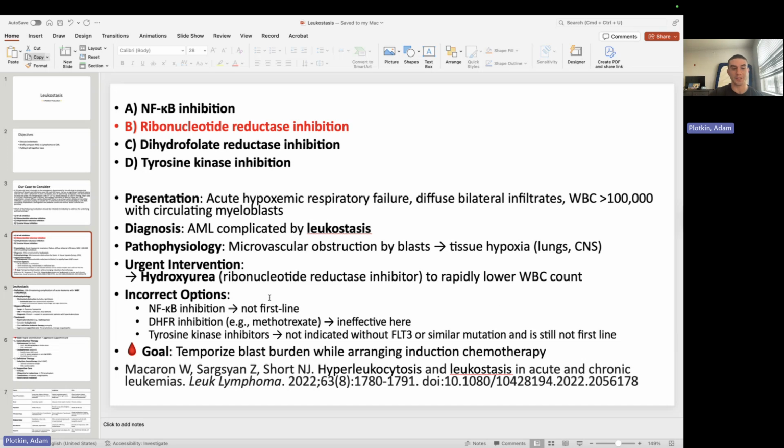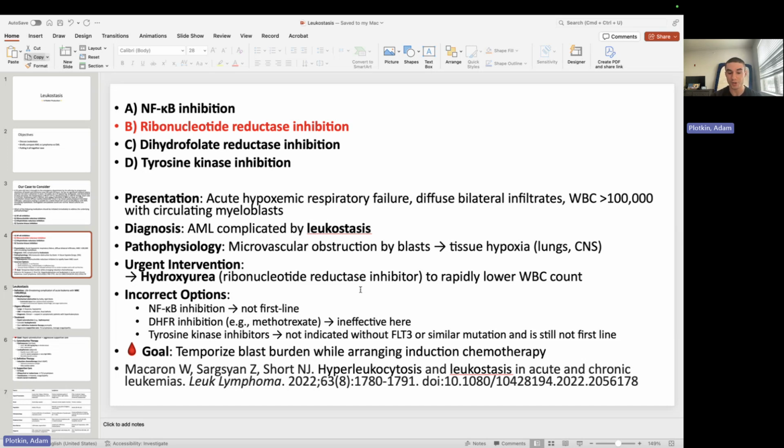So, incorrect options. NF-kappa B inhibition, there's a lot of drugs that do that. Maybe you're thinking steroids here, right? Because steroids do inhibit NF-kappa B. Steroids are going to take too long to really kick in, and they're not first line, right? First line in the guidelines for treating leukostasis is hydroxyurea, not steroids, okay?